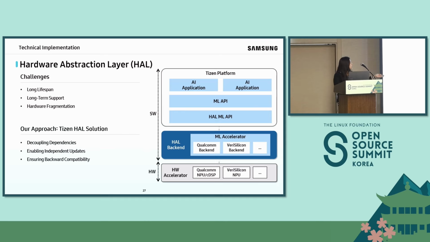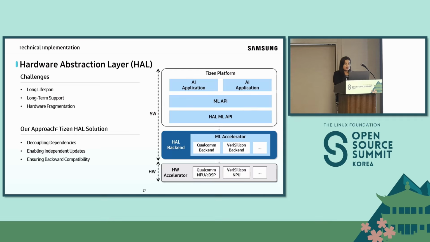You can see in the figure that our software stack consists of the Tizen platform, AI application, ML API, HAL ML APIs, and then we divided the HAL backend separately, where the ML accelerators can have their own backends for Qualcomm, VeriSilicon, and other vendors. And finally, we have the hardware, which is the actual chipset provided by the vendor.